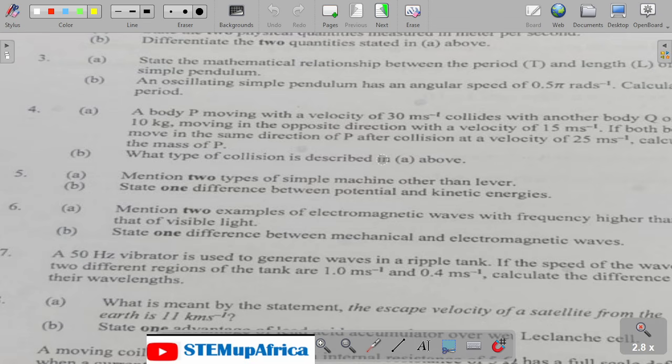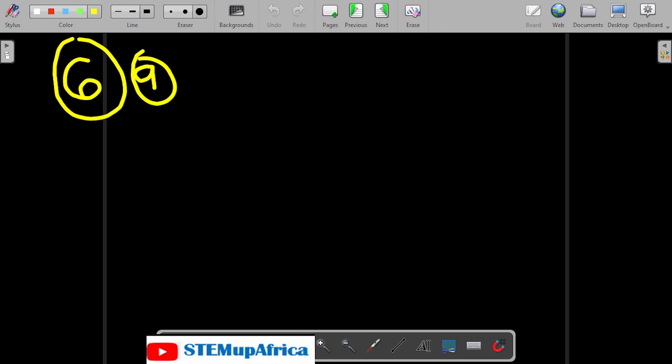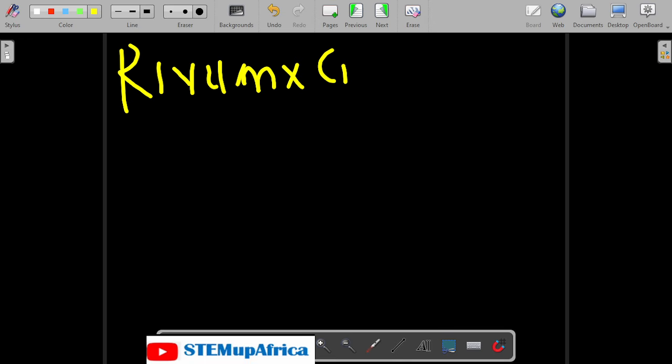Let's go to question 6a. Now question 6 says mention two examples of electromagnetic waves with frequency higher than the visible light. So we know the examples of electromagnetic waves. Let me just state all of them first before we start taking the question. We have an acronym, ROYGBIV, no, R-M-I-V-U-X-G. All these are examples of electromagnetic waves. So this side here is increasing frequency.